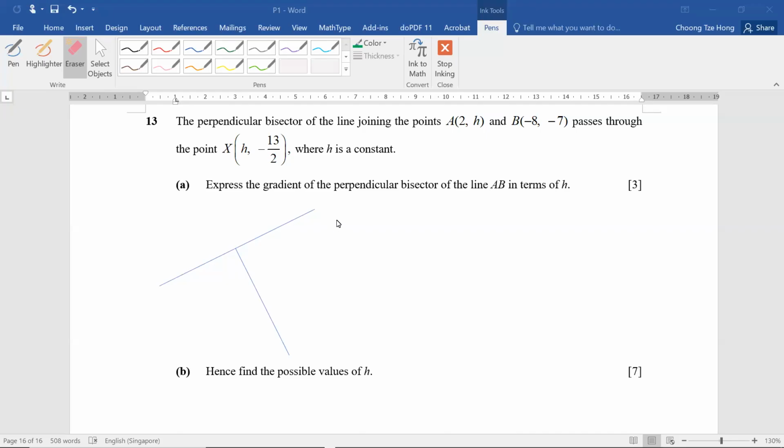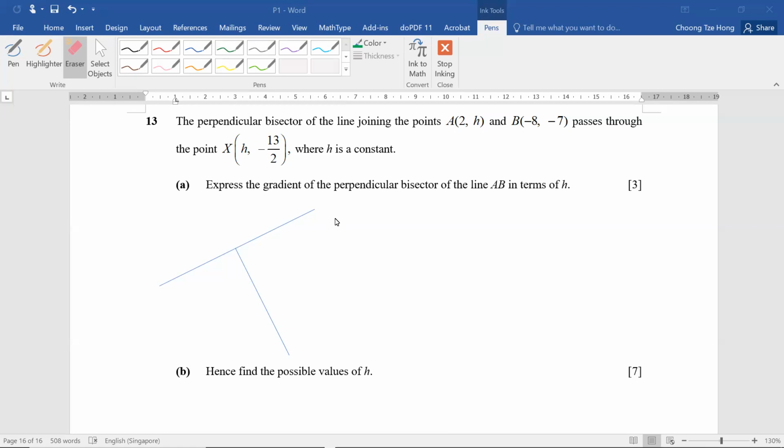Hi students, in this video I'll be going through the 2023 A Math Paper 1 question 13. Alright, so this is the last question inside 2023 A Math Paper 1 and it's on coordinate geometry. Okay, so let's read the question.